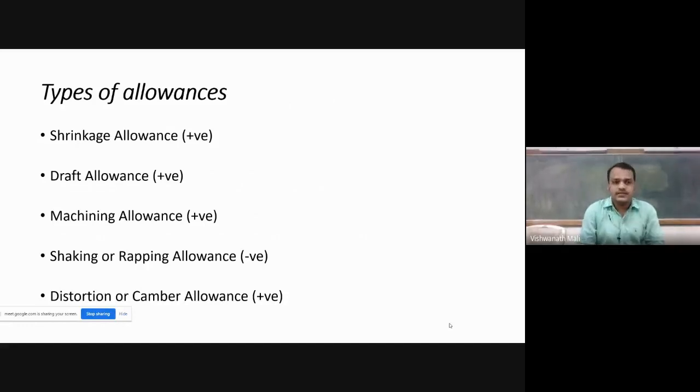These are the types of allowances due to which there is a change in size and shape of the pattern: shrinkage allowance, draft allowance, machining allowance, shaking or rapping allowance, and the last one is distortion or camber allowance. So we will complete these types of allowances, and today we are going to finish the topic. Sorry, types of allowances we are going to finish, and with this we will finish this topic. From next class we will start the molding side. So let's finish this topic, types of allowances.